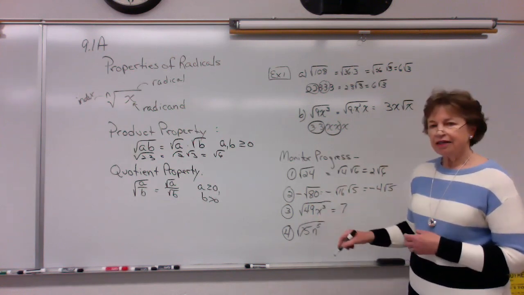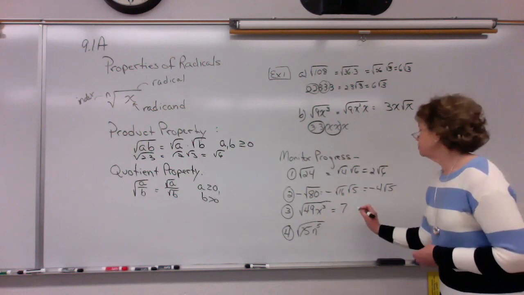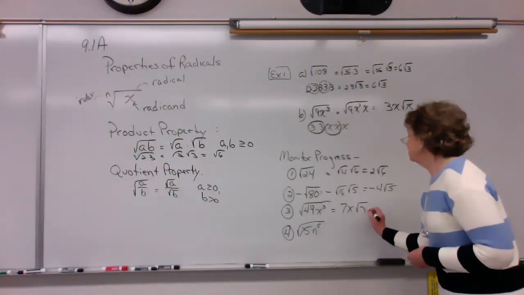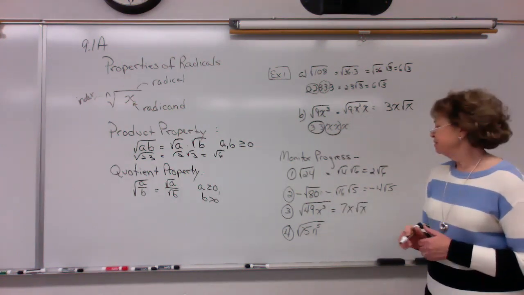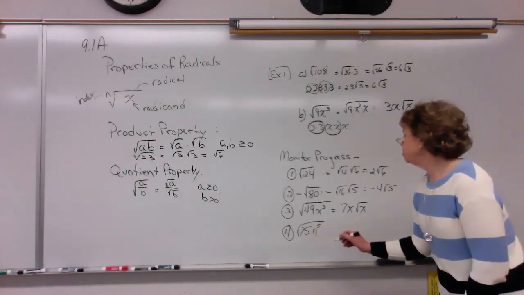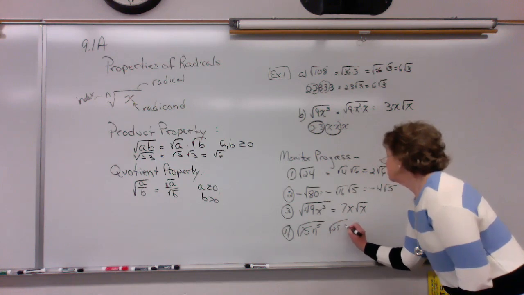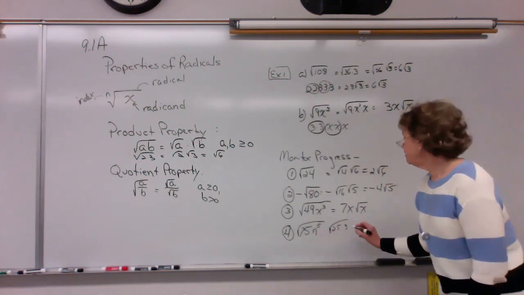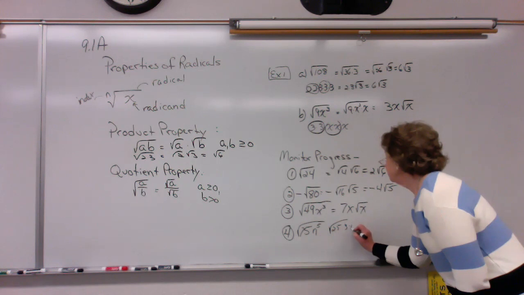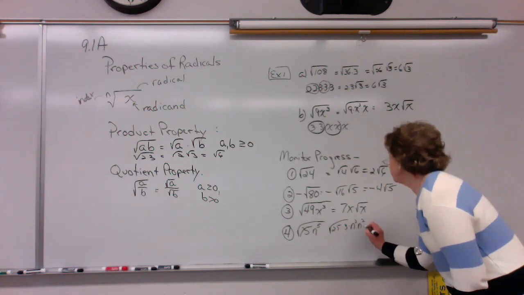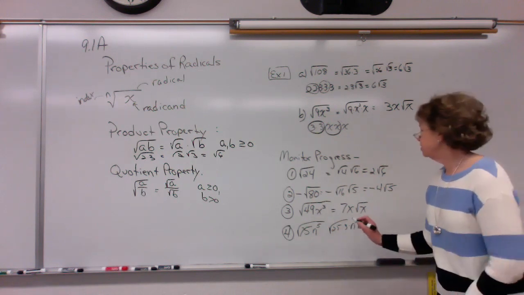X cubed is x squared times x, so 7x, and I have that little x left behind. And 75n cubed, I can think of that as 25 times 3. And n to the 5th, I could think of that as either n squared times n squared times n, or just n to the 4th times n.